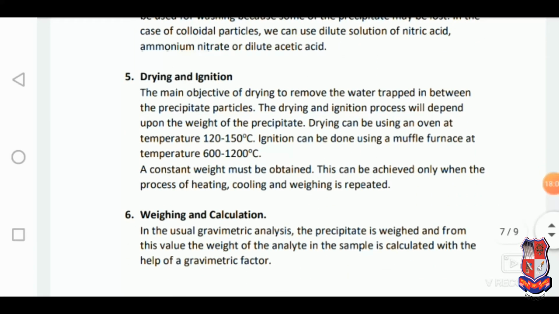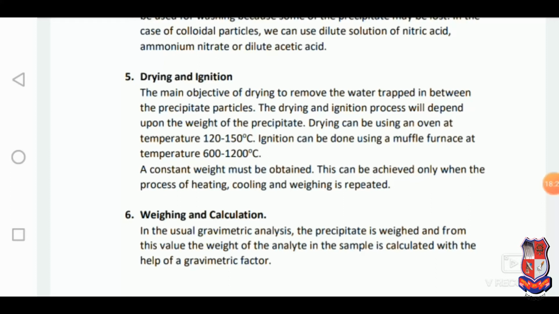Drying and ignition. The main objective of drying is to remove the water trapped in between the precipitate particles. The drying and ignition process will depend upon the weight of the precipitate. Drying can be done using an oven at a temperature of 120 to 150 degrees centigrade, and this is the condition for drying. What is the condition for ignition?